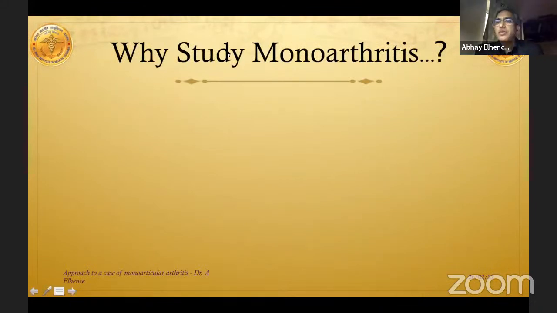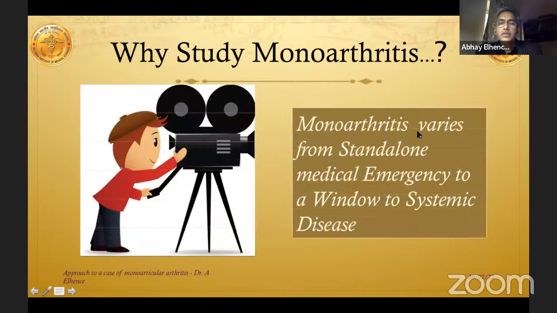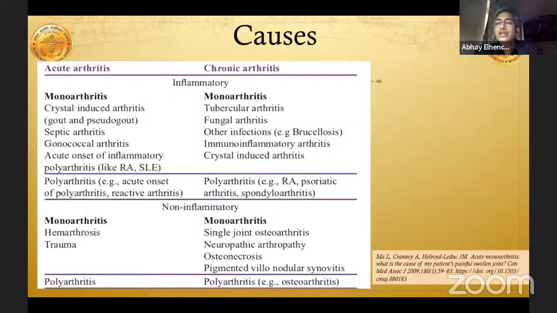So why study monoarthritis in the first place? The basic question we need to understand is that a monoarthritis can vary from a standalone medical emergency such as septic arthritis, or it could be a window to an evolving systemic disease. So whenever a patient presents to our OPD with monoarticular involvement, we need to be wary of what we are looking at, because it is not just the disease per se, but also what it is holding in the future that is important.